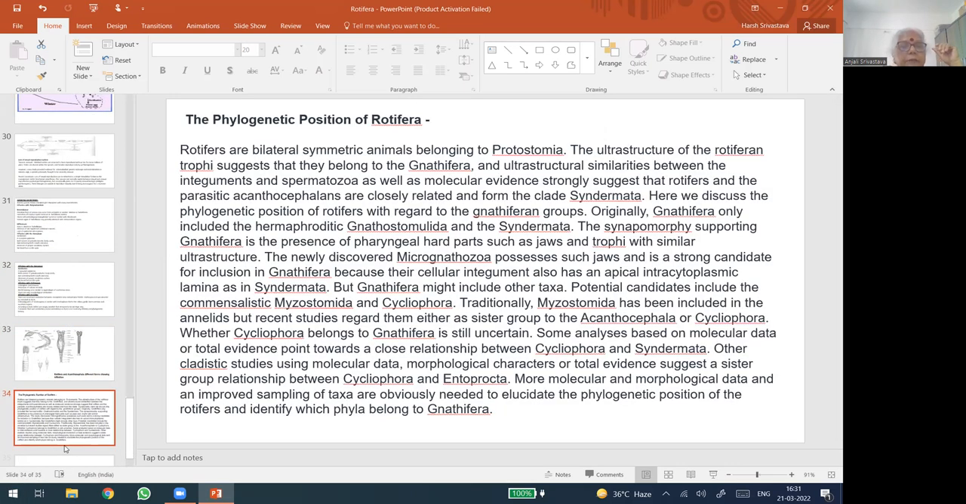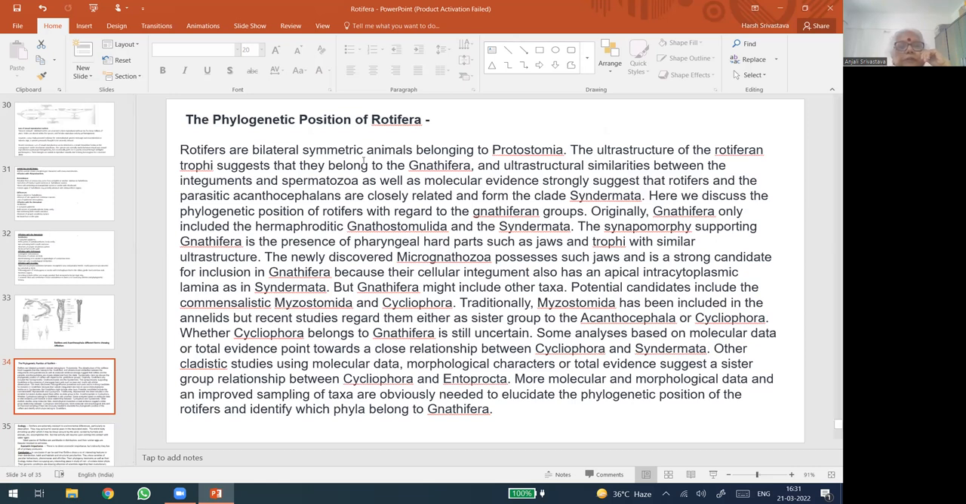And lastly, the phylogenetic position of Rotifera. Rotifers are bilaterally symmetric animals belonging to Protostomia. The ultrastructure of the rotifer trophi suggests that they belong to Gnathifera, and ultrastructural similarities between the integuments and spermatozoa, as well as molecular evidence, strongly suggest that rotifers and the parasitic acanthocephalans are closely related and form the clade Syndermata. We discussed the phylogenetic position of rotifers with regard to gnathiferan groups.